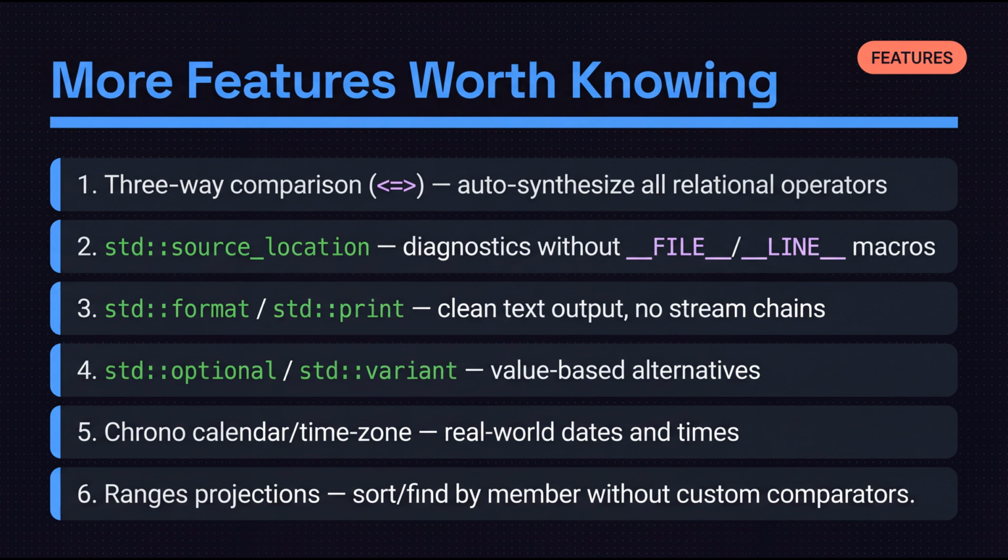Optional and variant, value-based alternatives you learned in the error handling lesson. Chrono calendar and time zone facilities, real-world dates and times beyond basic duration measurement. And ranges projections, sort or search by a struct member without writing a custom comparator. Each one is a targeted upgrade you can adopt independently.